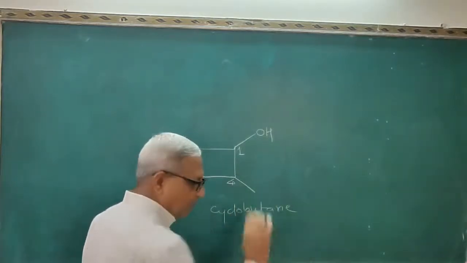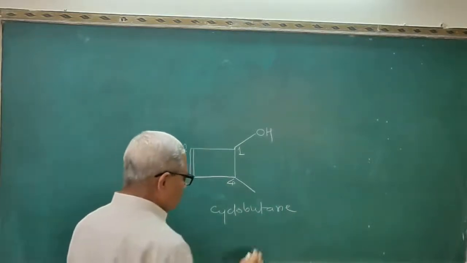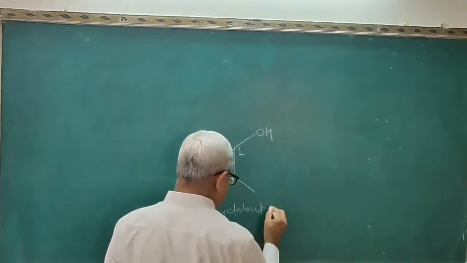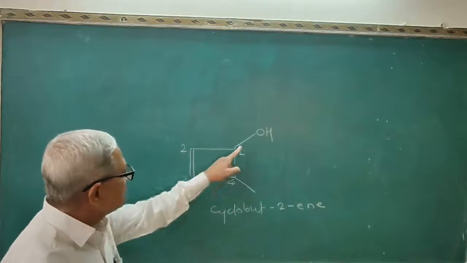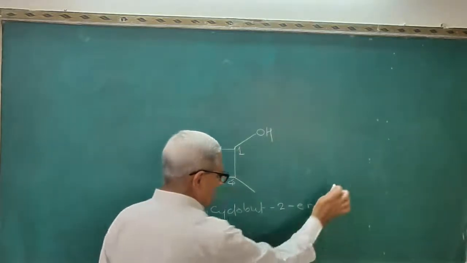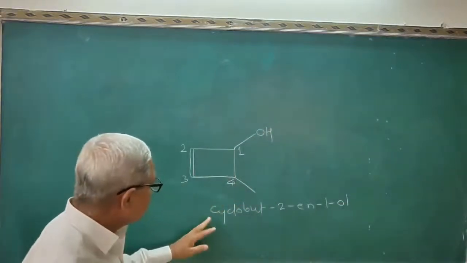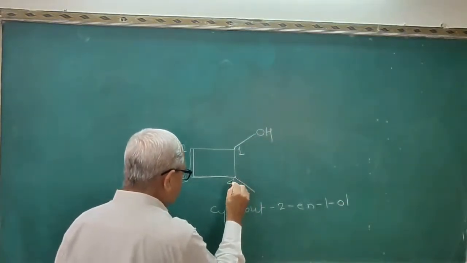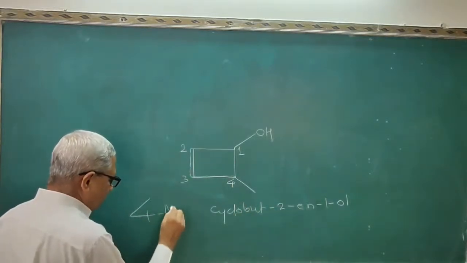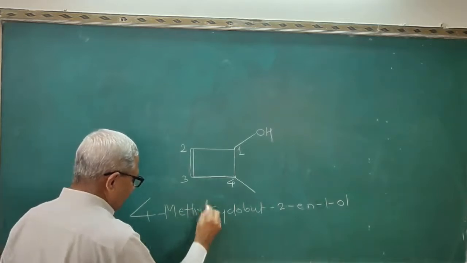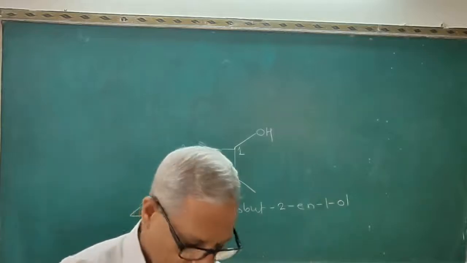cyclobutane. This is your cyclobutane. For remembering, the double bond starts from the carbon number 2. Therefore this is a cyclobut-2-ene. Again see, the OH group is attached to the carbon number 1, therefore the suffix E is substituted by 1-OL. Again see the another substituent, alkyl group substituent is present on the carbon number 4. Therefore 4-methyl cyclobut-2-en-1-OL. This is the name here.